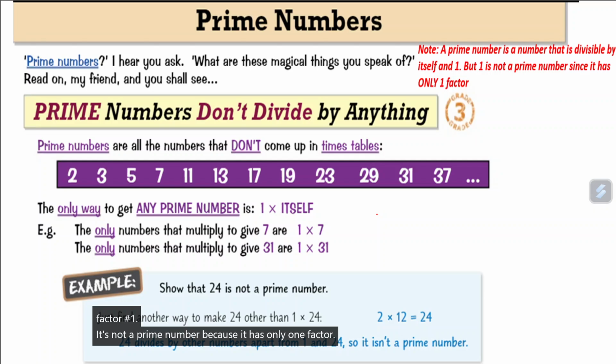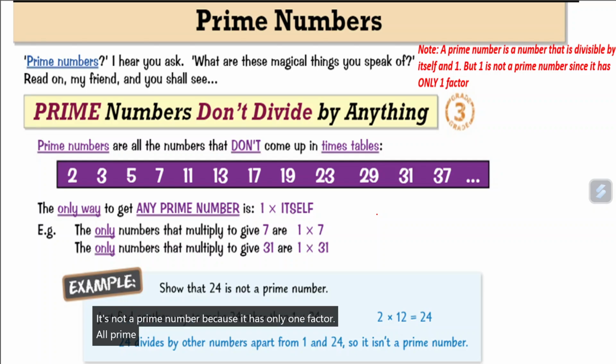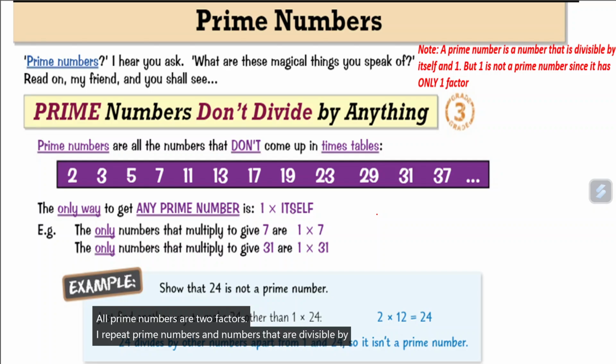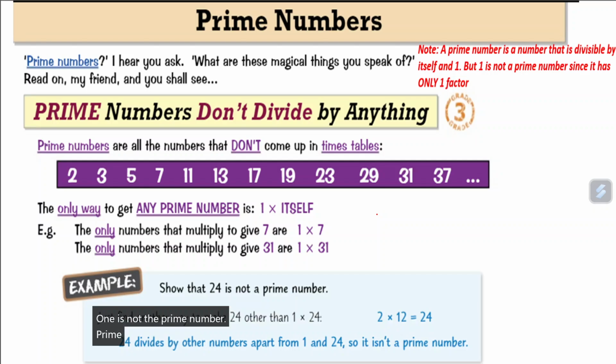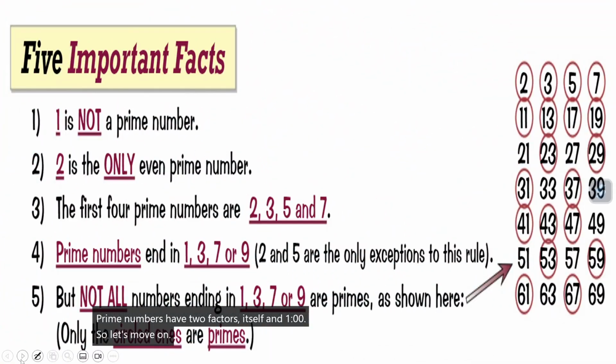All prime numbers have 2 factors, itself and 1. I repeat, prime numbers are numbers that are divisible by itself and 1. 1 is not a prime number. Prime numbers have 2 factors, itself and 1. So let's move on. These are readable facts.